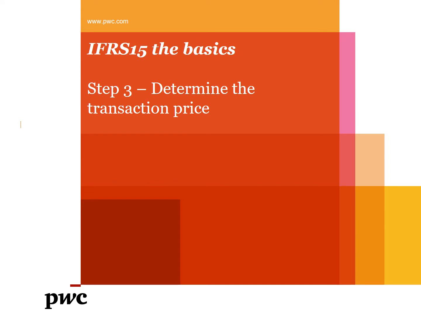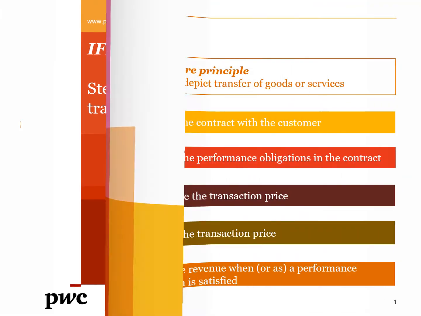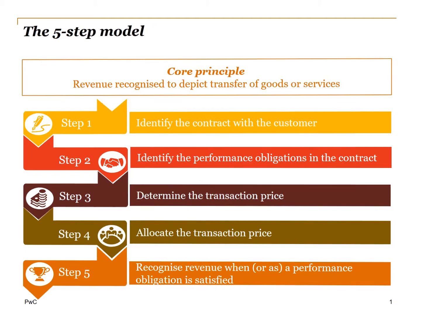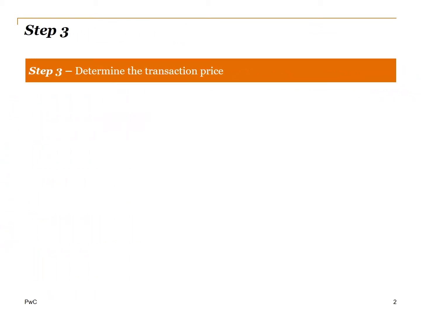Step 3. Determine the transaction price. I'm sure you remember the IFRS 15 5-step model. In the previous videos, we have considered Step 1, identifying the contract with a customer, and Step 2, identifying the performance obligation in a contract. Today, we will cover Step 3, determine the transaction price. Once this step has been completed, the transaction price will be allocated to the performance obligation identified in the contract. This will be the foundation of revenue to be recognised.